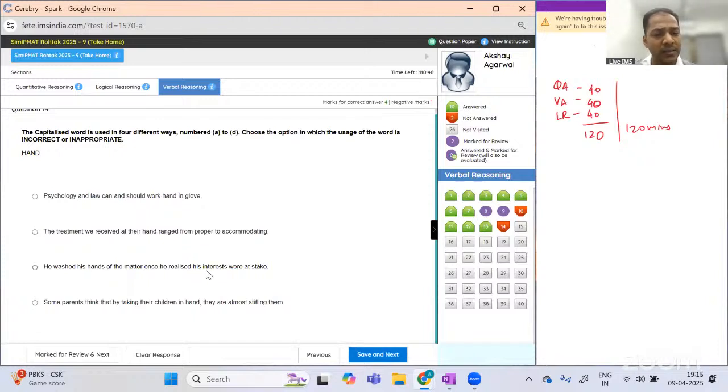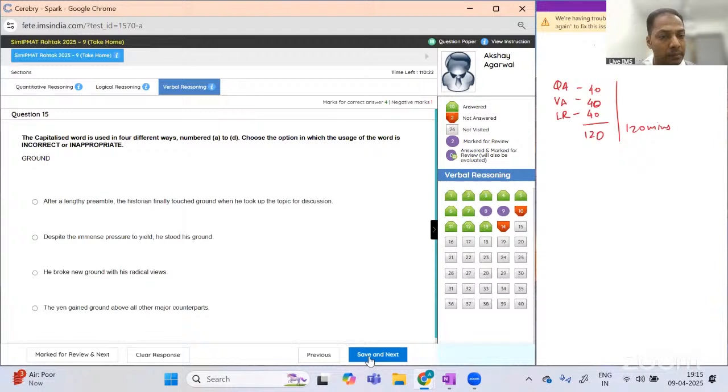Once he realized his interests, he washed his hands off. Double F should be correct. Some parents think that by taking their children in hand, they are almost stiffening. Ground. After a lengthy preamble, the historian finally touched ground when he took up the topic for.